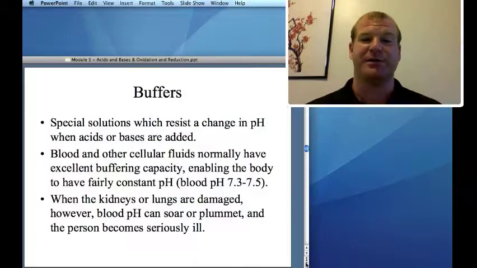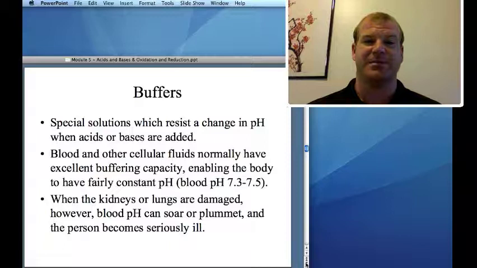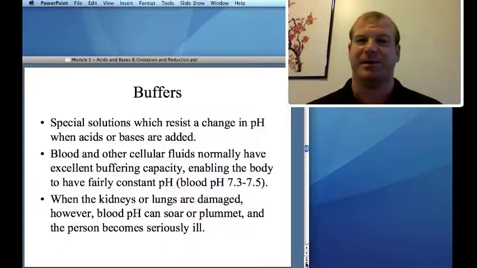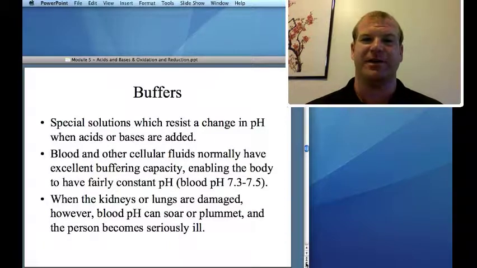I talked about buffers. Buffers are something that resist a change in pH. So vinegar has a pH of about 3, and if you touch vinegar with a cut on your hand, you would think that would be really dangerous because vinegar is relatively acidic and then it would make my blood acidic. Well, it turns out that in our blood we have a buffer.